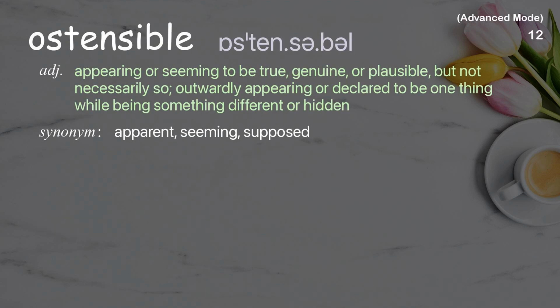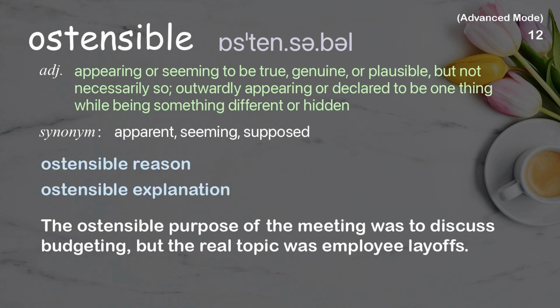Ostensible. Appearing or seeming to be true, genuine, or plausible, but not necessarily so, outwardly appearing or declared to be one thing while being something different or hidden. Examples: Ostensible reason. Ostensible explanation. The ostensible purpose of the meeting was to discuss budgeting, but the real topic was employee layoffs.